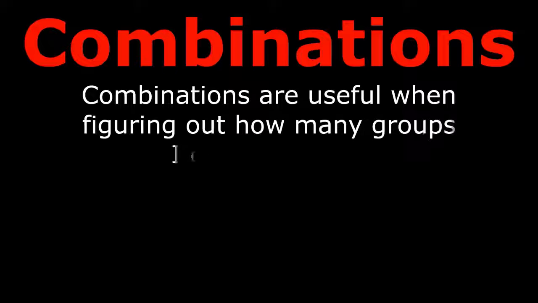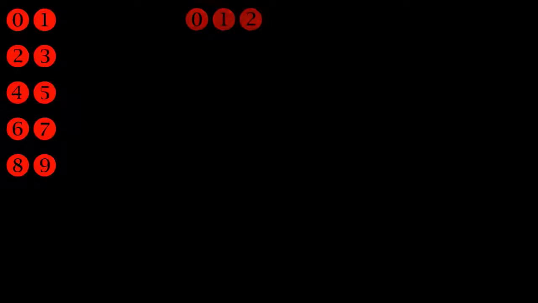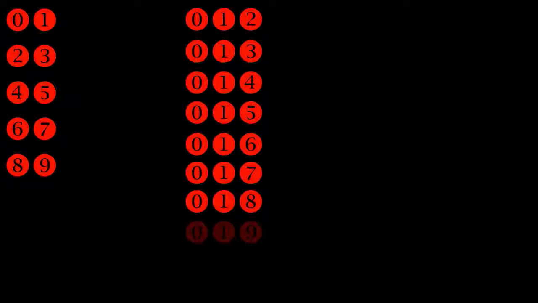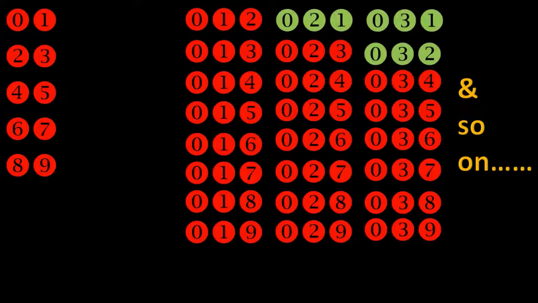Combinations, on the other hand, are useful when figuring out how many groups I can form from a larger number of people. For instance, if I'm a dance teacher and I want to find out how many distinct teams of 3 dancers I can form from a group of 10 dancers, I will use combinations. As you can see here, we cannot use 021, 031, 032, because 012, 013, 023 are already in one group. The main thing to understand is where we will use what. Let's understand more with the help of a few questions.